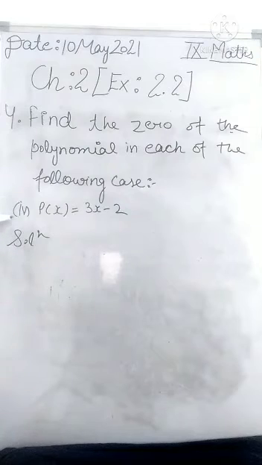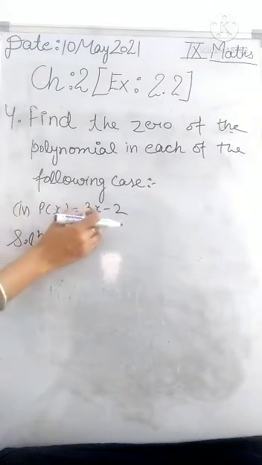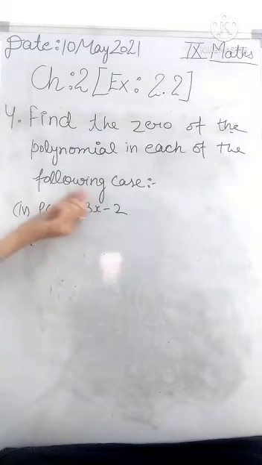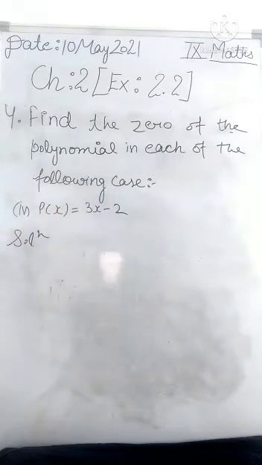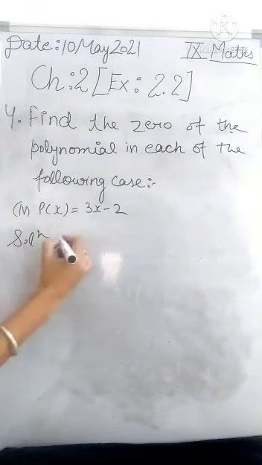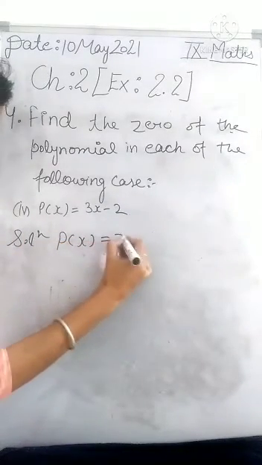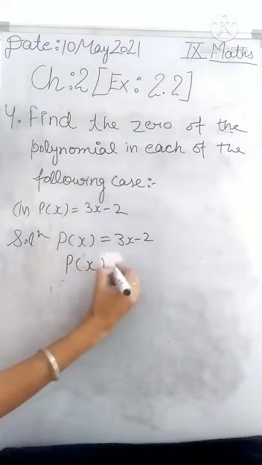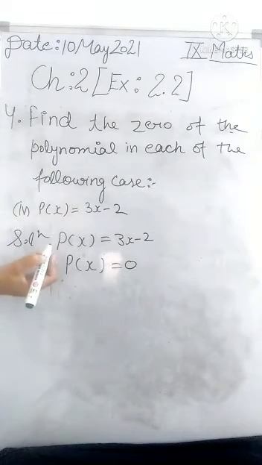Here I am solving the fourth part for you, that is p(x) equals 3x minus 2. Means you have to find the 0. It means you have to find the value of x at which your polynomial becomes 0. So here I am solving it. Here I have p(x) equals 3x minus 2. I have to find the 0, and at 0 our polynomial is equal to 0. So it is my first step to solve this kind of question.